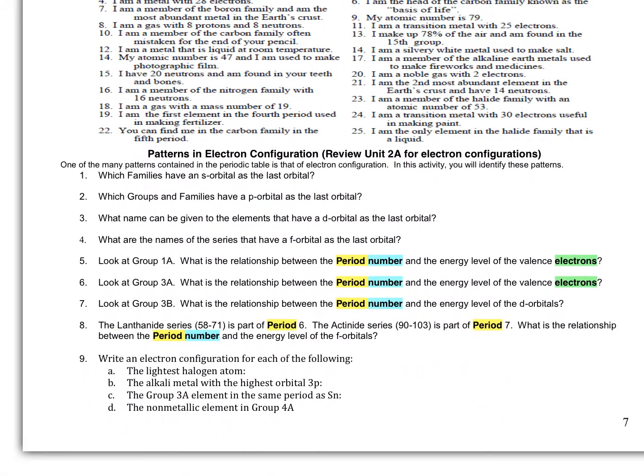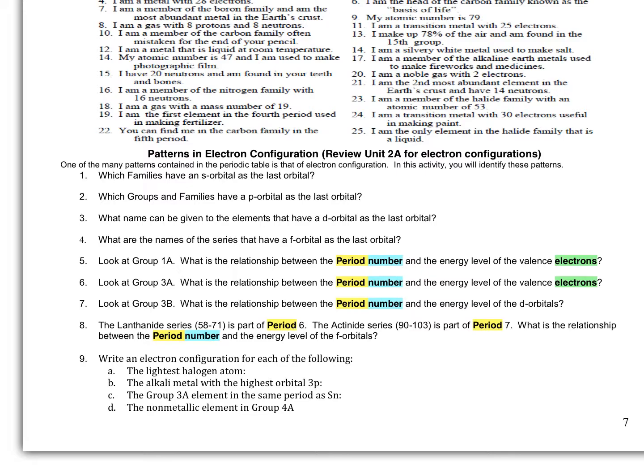At the bottom, patterns and electron configurations. If you struggle with the electron configuration and can't remember how to do it, always go back to Unit 2A. It's all there. So what you're going to be doing is integrating your information about electron configurations and your information about the periodic table. So for instance, the first one, which families have an s orbital as the last orbital?